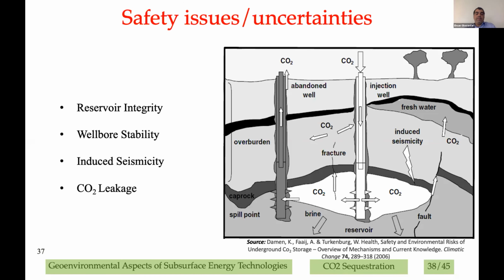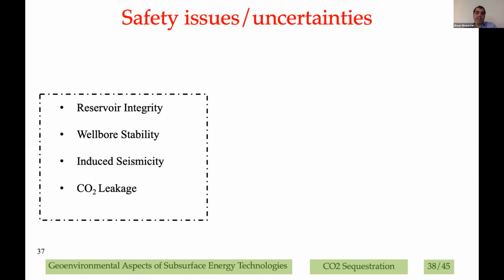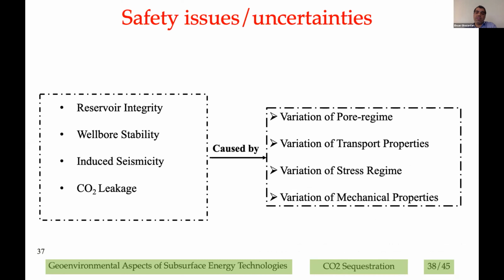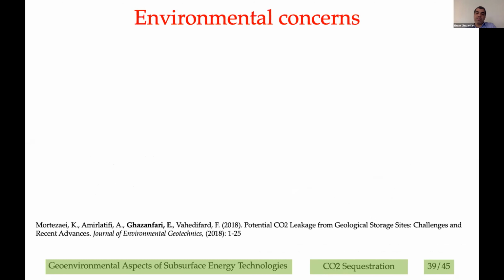injection. And then leakage, as I mentioned, so there are many areas that potentially CO2 can leak and then contaminate the groundwater and the surface. So these are some of the major safety and uncertainty issues. And of course, all of these are caused by variation of pore regime, transport properties, the stress regime, as well as the mechanical properties of the host rock.